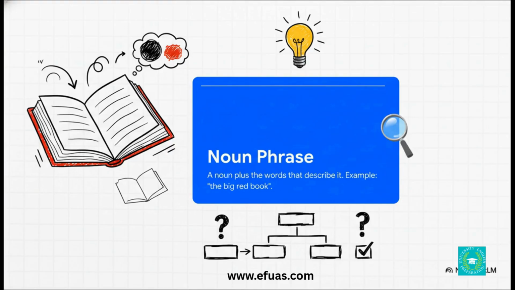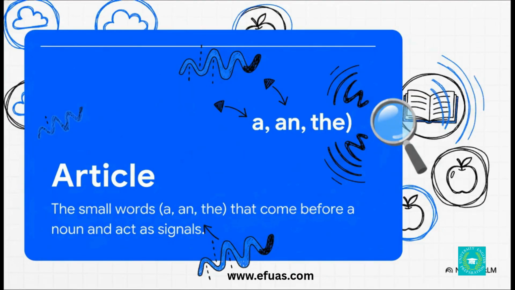That's a noun phrase. And last but not least for our building blocks, we have articles. These are those tiny words a, an, and the. Now, they might be small, but their job is absolutely crucial. You should think of them like little signals that you give to your reader. They tell them if you're talking about just any old thing or one very specific thing.